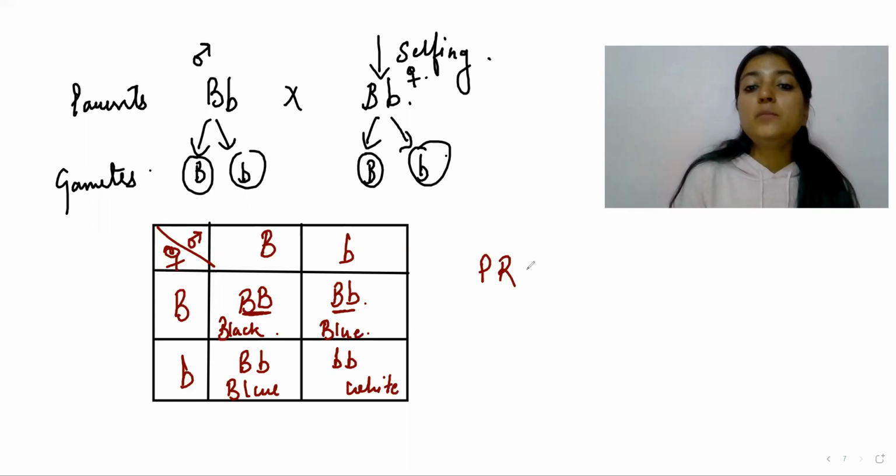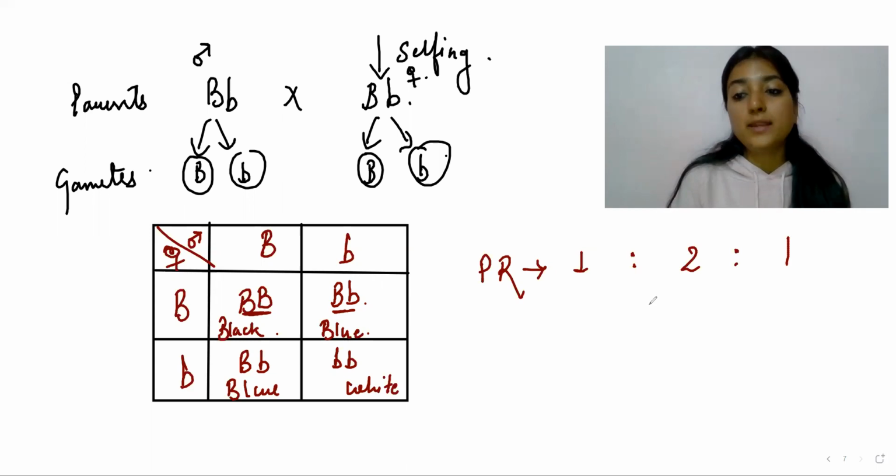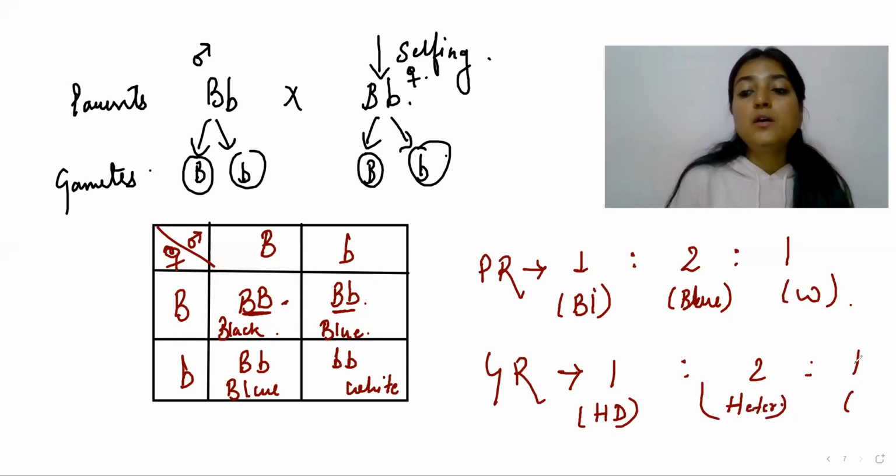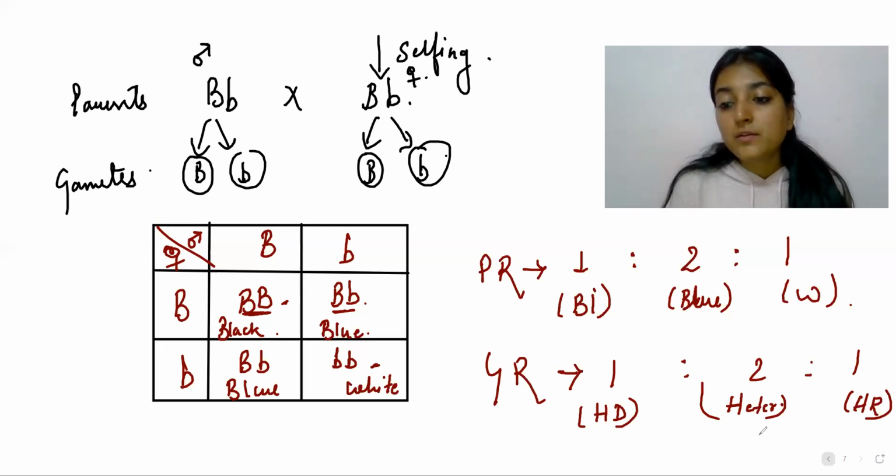So here the phenotypic ratio is 1:2:1, where 1 is black, 2 is blue, and 1 is white. The genotypic ratio will be 1:2:1, where 1 is homozygous dominant, this one, 2 is heterozygous, blue, and again 1 is here homozygous recessive, this one. Okay, so we will revise.